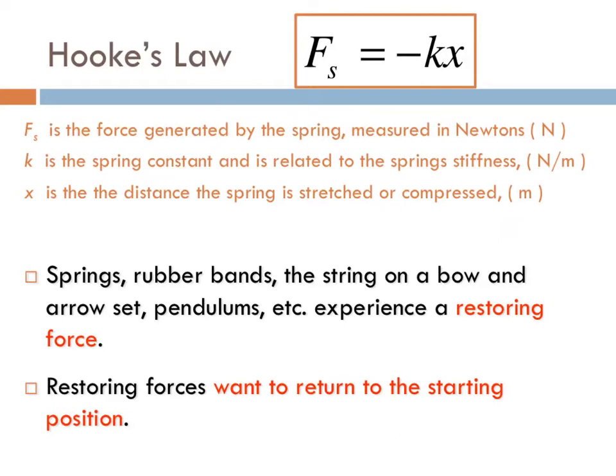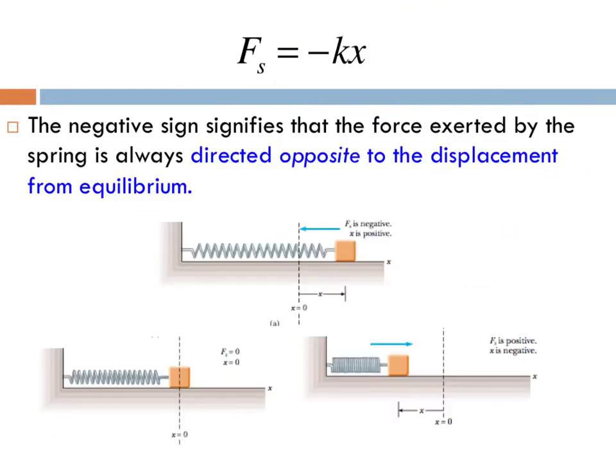Springs, rubber bands, the string on a bow and arrow set, pendulums, all of these experience a restoring force. What that means is that every time you move this object, it always wants to go back to the way it was at the beginning. Now let's look at that equation a little bit more. That negative basically tells us that our spring force is always opposite the direction of the displacement.